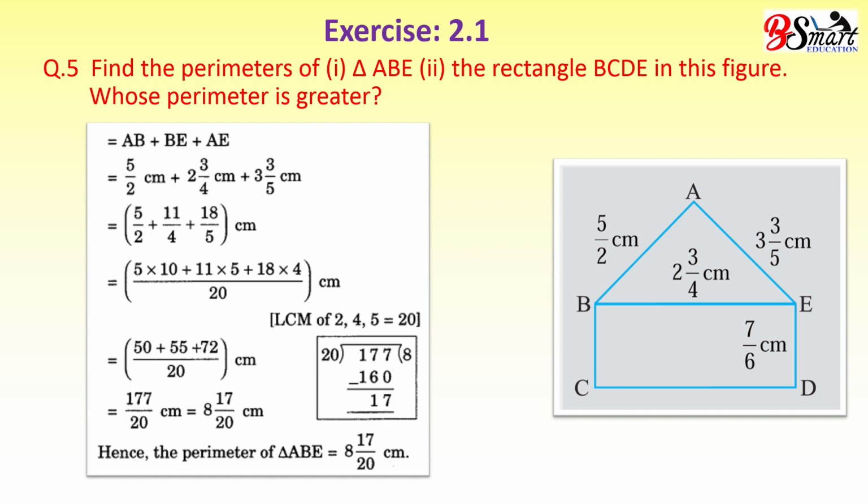Now LCM of 2, 4 and 5 is equal to 20, and cross multiplication, so 5 into 10 plus 11 into 5 plus 18 into 4 upon 20. So we get 50 plus 55 plus 72 by 20 centimeter, which is 177 by 20 centimeter, equal to 8 integer 17 by 20 centimeter. Hence, the perimeter of triangle ABE is equal to 8 integer 17 by 20 centimeter.